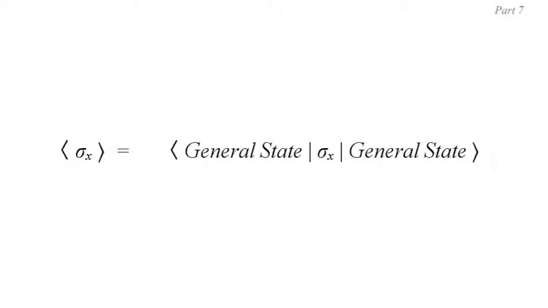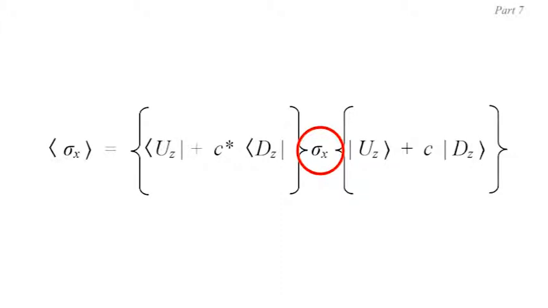If we put into this our expression for the general state and use some different brackets to help the layout, we get this. The Pauli matrix that measures the x component of the spin is sandwiched between the bra form and the ket form of this general state. And you'll notice that the bra form has had to have the coefficient C complex conjugated.